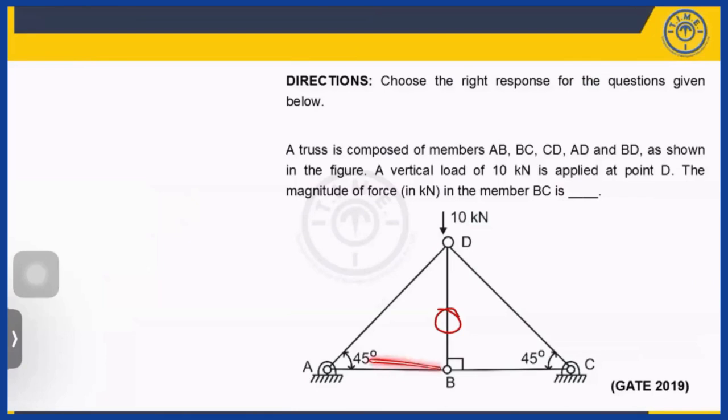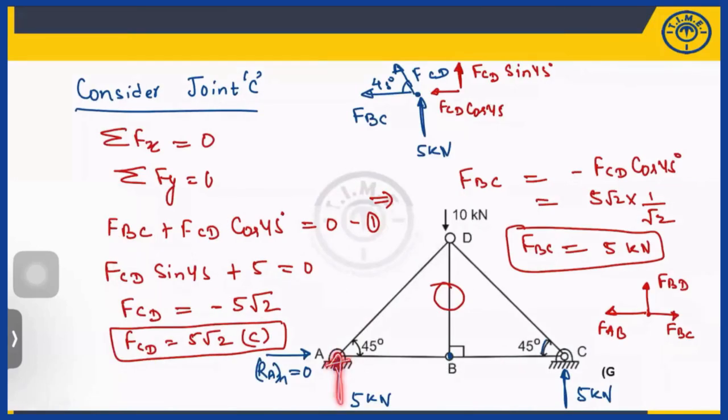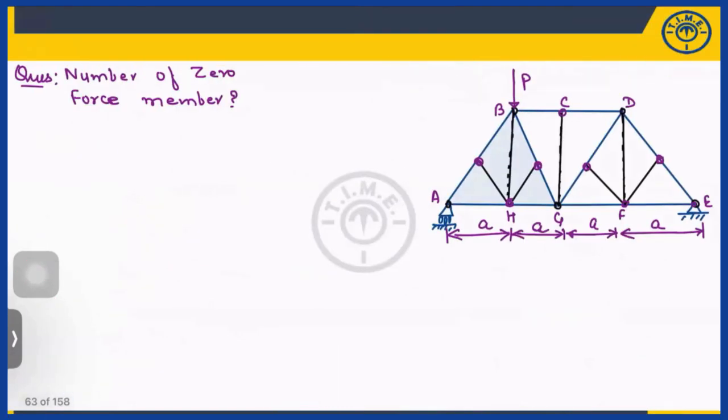Why? Because three members are meeting, out of which two are collinear, then the force in the third member will be 0. And this is a GATE 2019 question. But you have to calculate the force in member BC. So very simple, take the summation of force in x and y direction, or whatever force is acting at the center point, it will equally distribute, 5 kilonewton, 5 kilonewton. Once you know the reaction, just write down the equilibrium equation for joint C, you will get the force in BC.